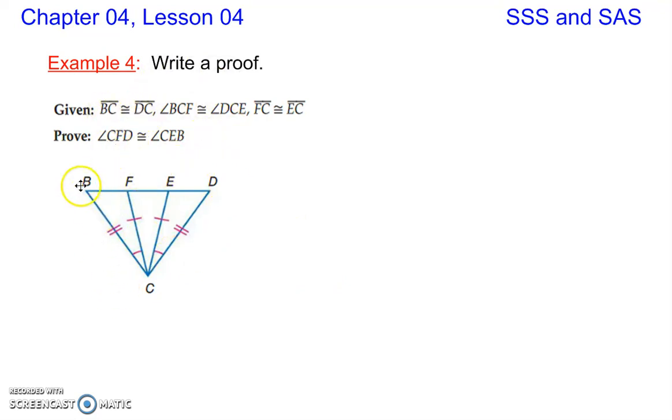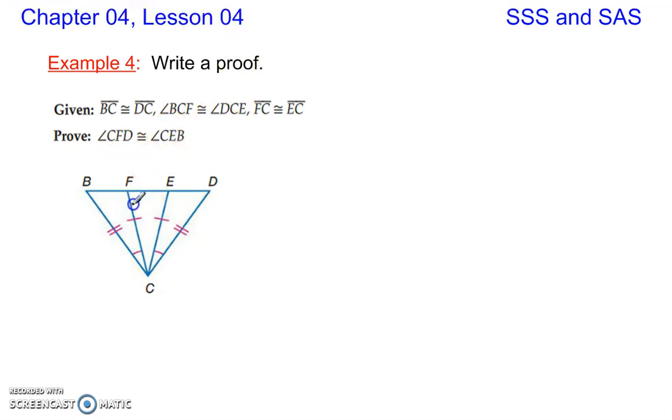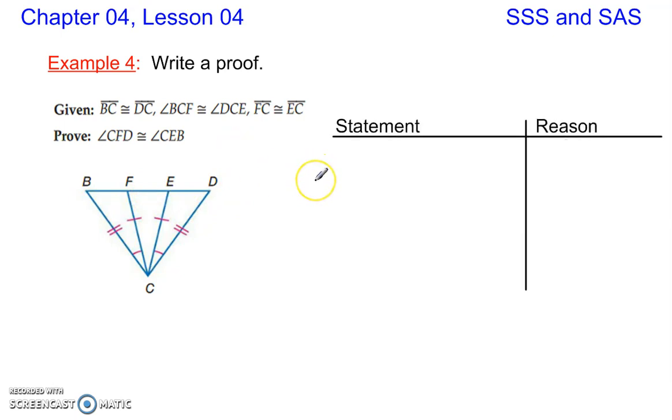What are we given? We know that BC and DC are congruent. We know that FC and EC are congruent, and we also know these two angles, the included angle here, are congruent. Now we are to prove that this angle CFD, so this angle right here, is congruent to CEB. All right, so we're going to prove that. We'll make a two-column proof.